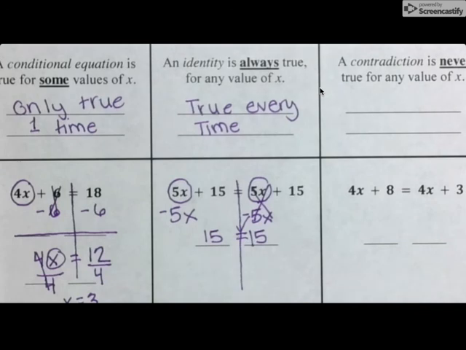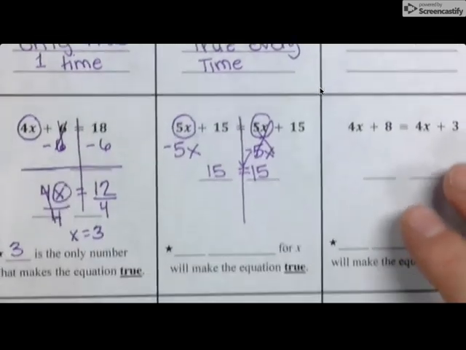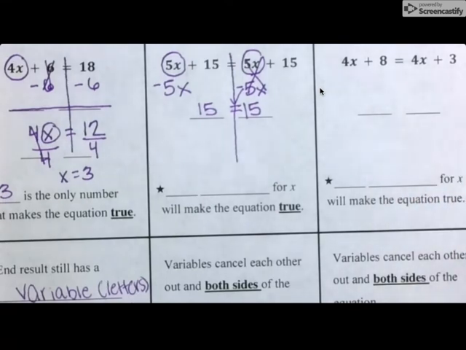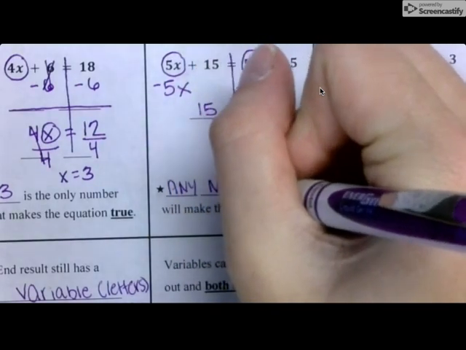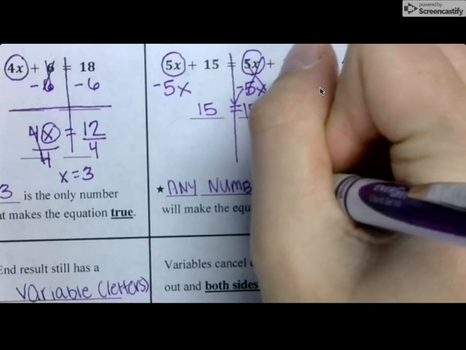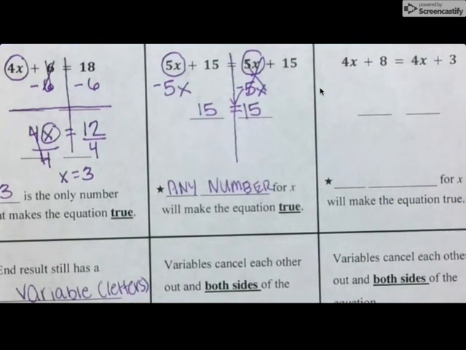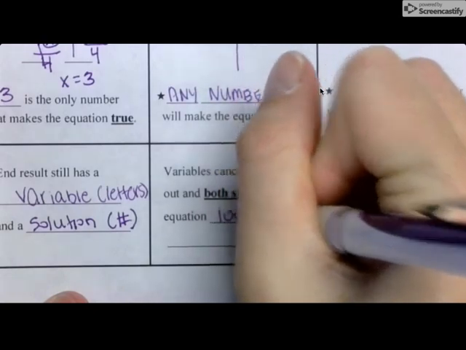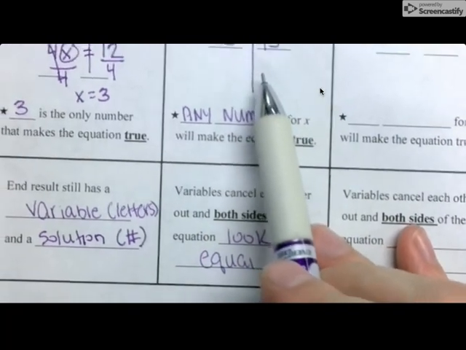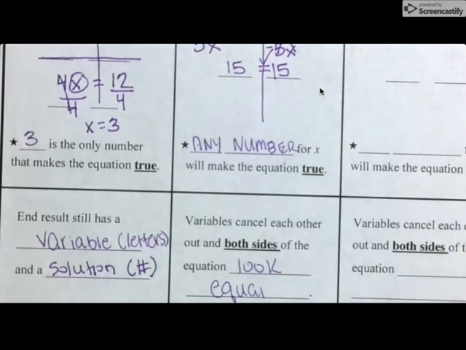So when that happens, when you have a number equaling the same exact number, that's what that infinite solutions means. So down here, where it says blank blank for x will make the equation true, we are going to put any number. Okay? And then on the bottom, where it says variables cancel each other out and both sides of the equation look equal. So 15 equals 15. That's what we're looking for. Is it saying that the same thing equals the same thing? So after you do all of your combining and all of your distributing, do they mean the same thing? Are they showing the same thing?